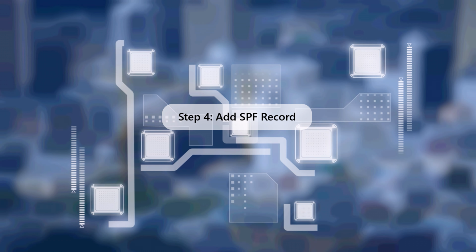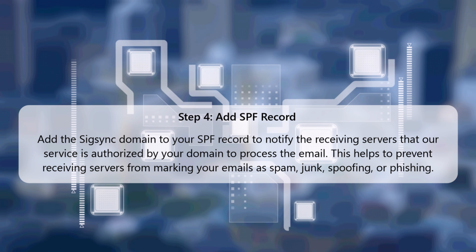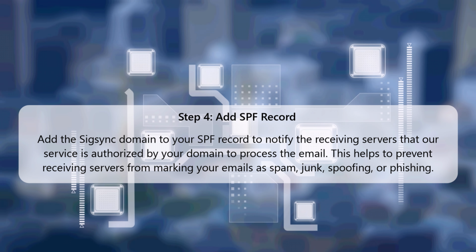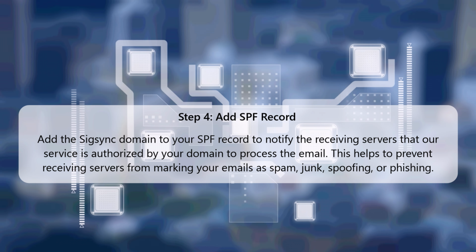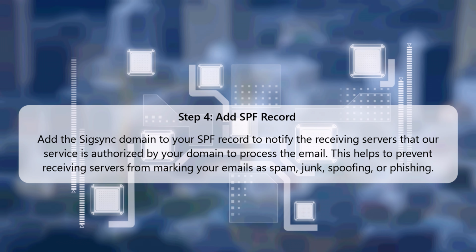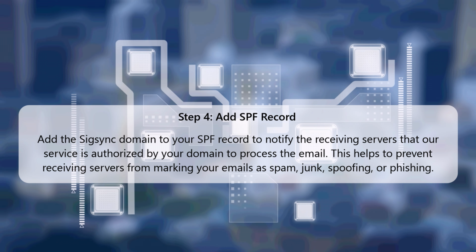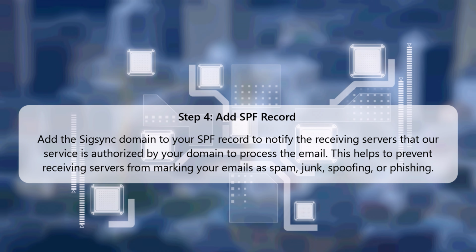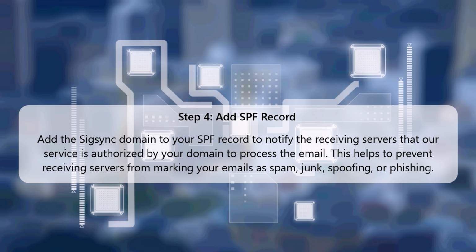Step 4. Add SPF record. Add the Sigsync domain to your SPF record to notify the receiving servers that our service is authorized by your domain to process the email. This helps to prevent receiving servers from marking your emails as spam, junk, spoofing, or phishing.